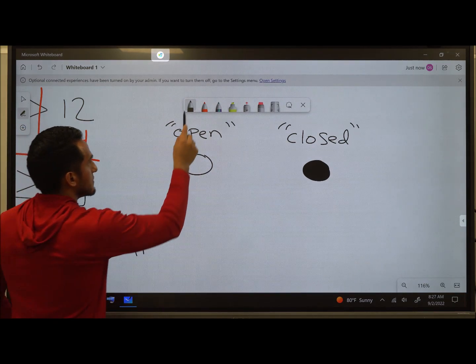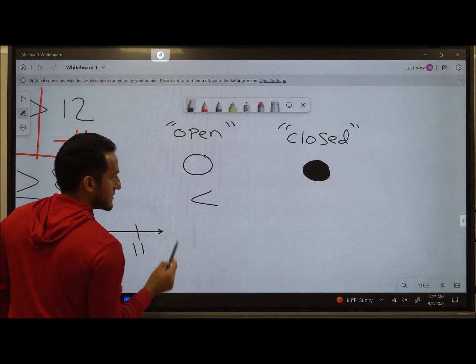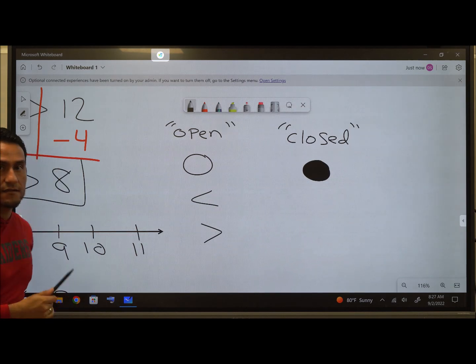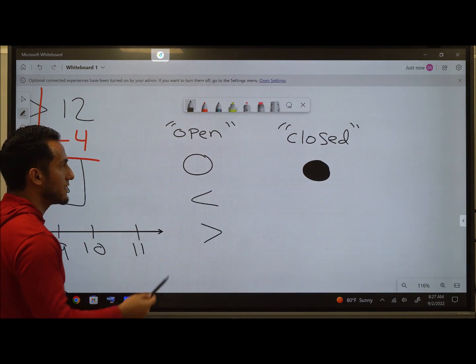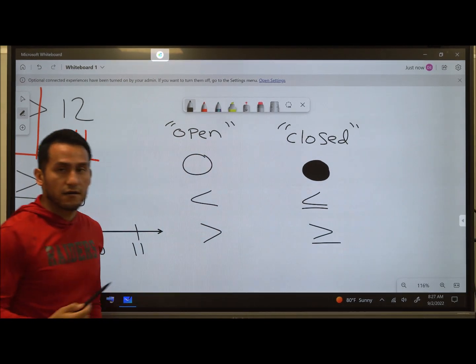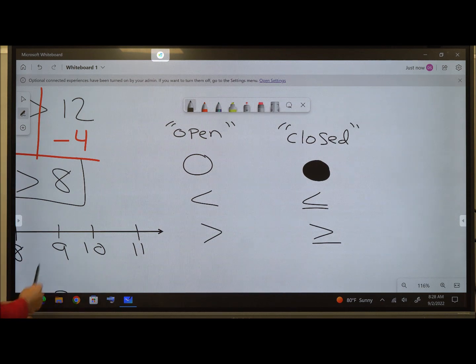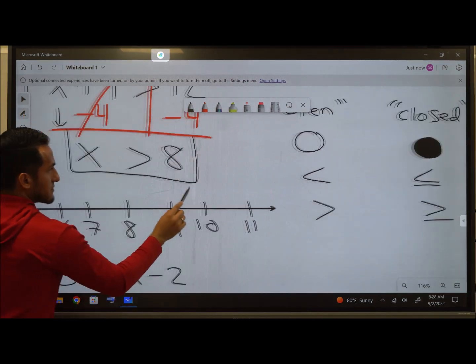Now, when do we use these? Whenever you have a less than sign or a greater than sign, that's the only time you're going to use an open circle. The closed circle is when you have less than or equals or a greater than or equal sign. So again, write this down, copy it to your notes, pause it if you have to. So I'm going to go back to this section over here.